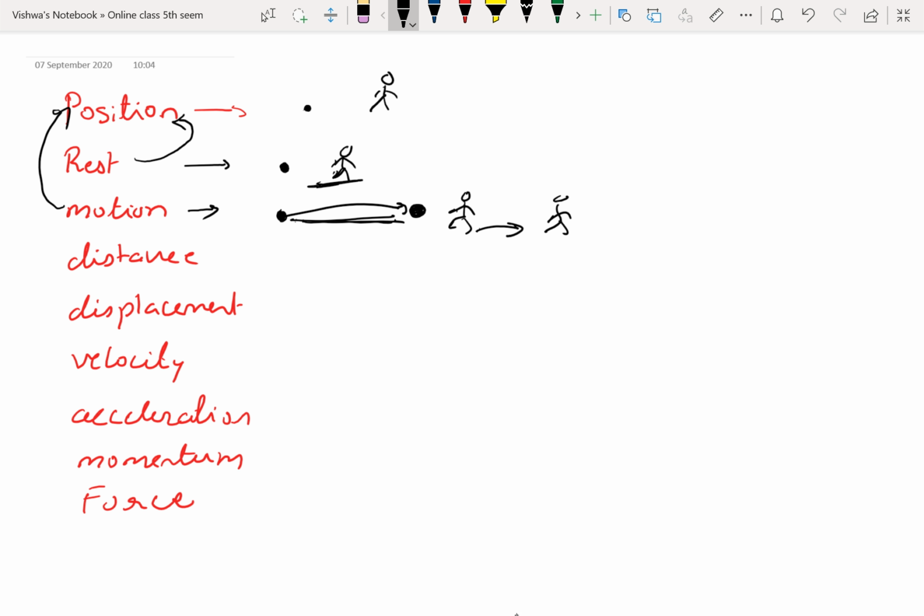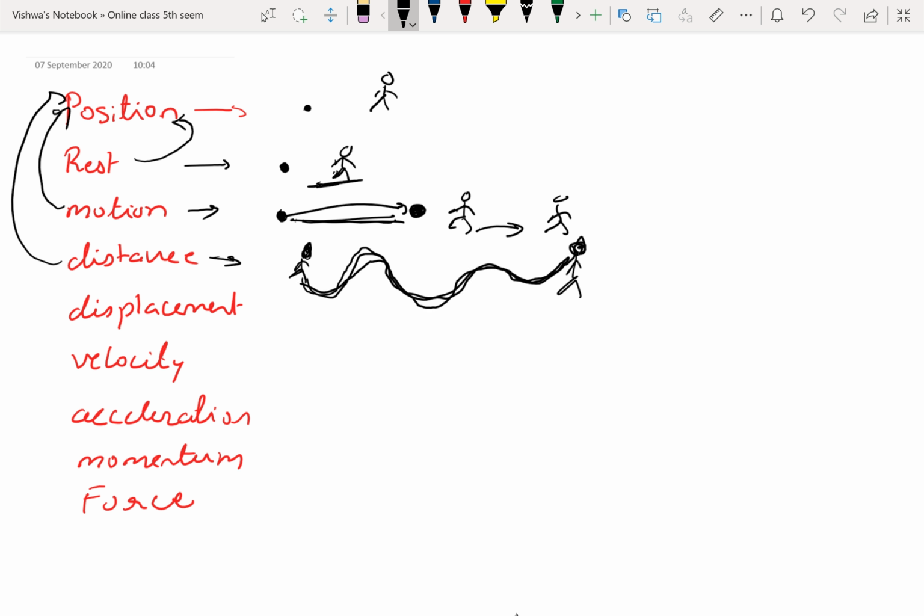Then distance. Again the distance is also defined based on positions. That means how much distance it covers. Now there is a person, again I am taking an example. He is walking. Now he is moving here and here and then he comes here. Now the distance means how much distance he has covered in an interval of time. Now we have to measure along this path. Along this path we have to measure the distance. So that we call distance.